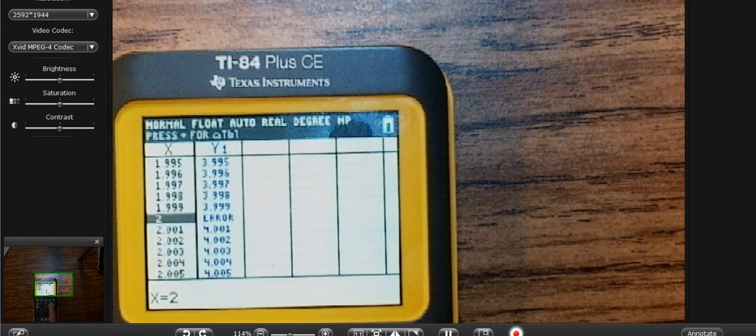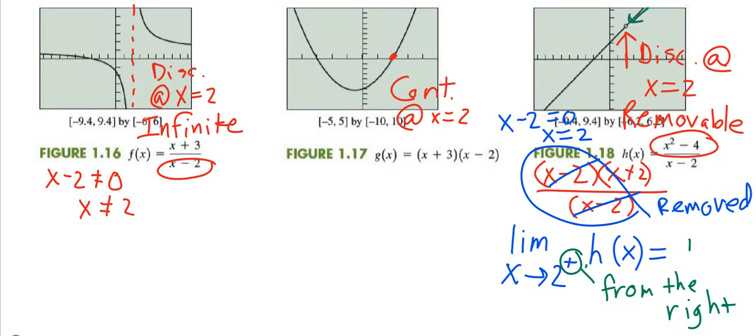Now, look at that table we had earlier. Got your table open? Look at these y values. As you're approaching from the right, so the right would be this side, right? 2.005, 2.004, 2.003, 2.002, 2.001. What are we getting close to on y? Aren't we getting closer to 4? Look at it. Are we getting closer to 4? That is the limit as x approaches 2 from the right. The y value as you are getting closer and closer to x from the right, that y value is 4. Okay.